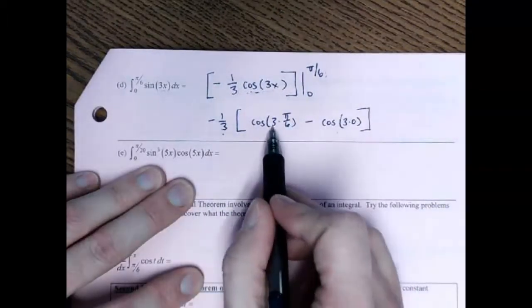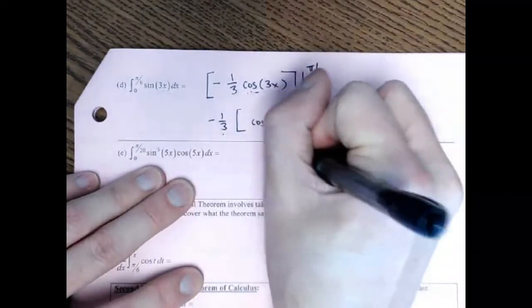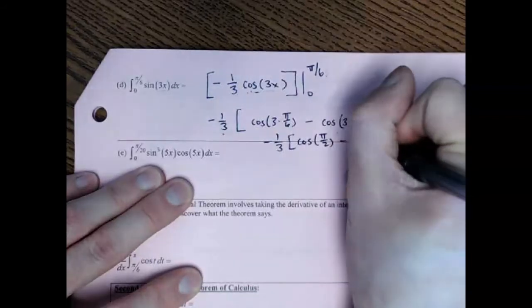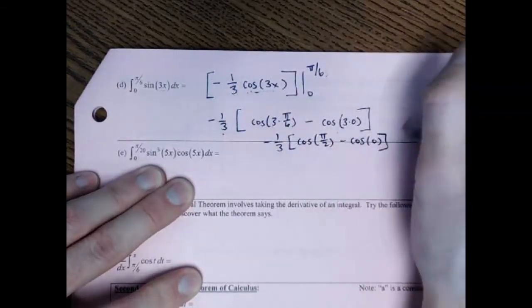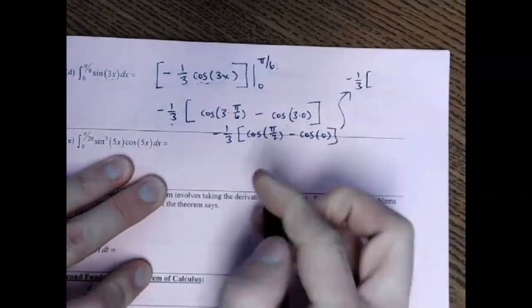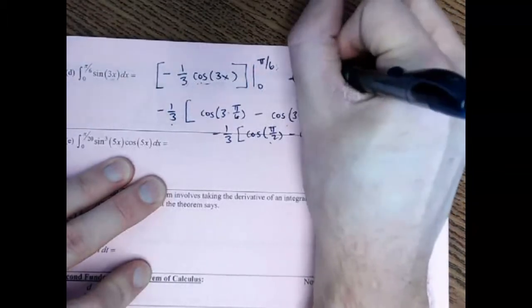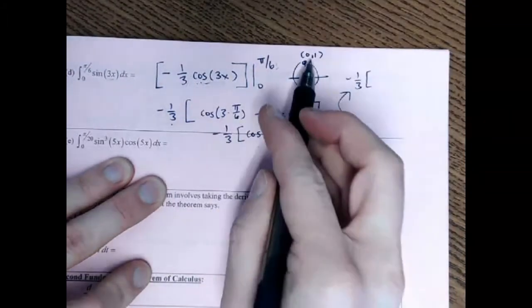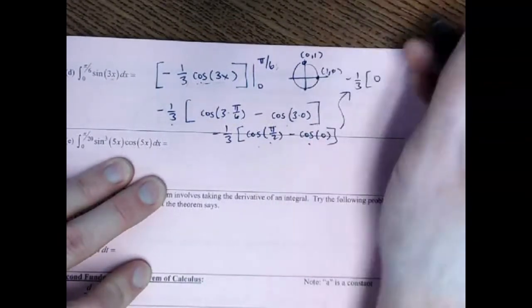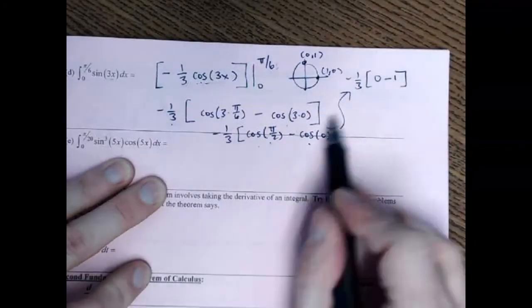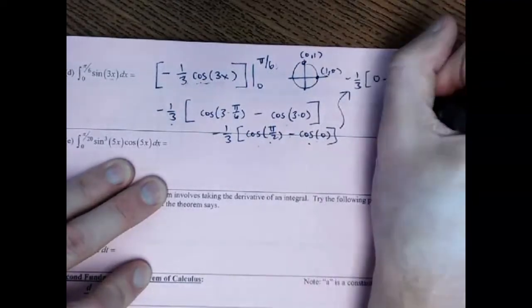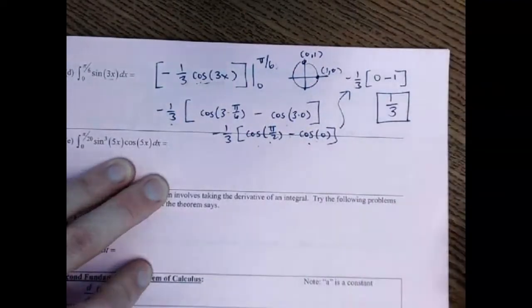Let's see, 3 times pi over 6. That's going to be, oh my gosh, that's going to be cosine of pi over 2 minus cosine of 0. I'm running out of room. Let me kind of jig and jag up there. So I've got the negative 1/3. Cosine of pi over 2. Pi over 2 is at the top of the unit circle. The cosine of it is 0. The cosine of 0, that's over here. The cosine of 0 is 1. So I have 0 minus 1. So all this is negative 1. The 2 negatives will cancel, giving me the answer as a positive 1/3.